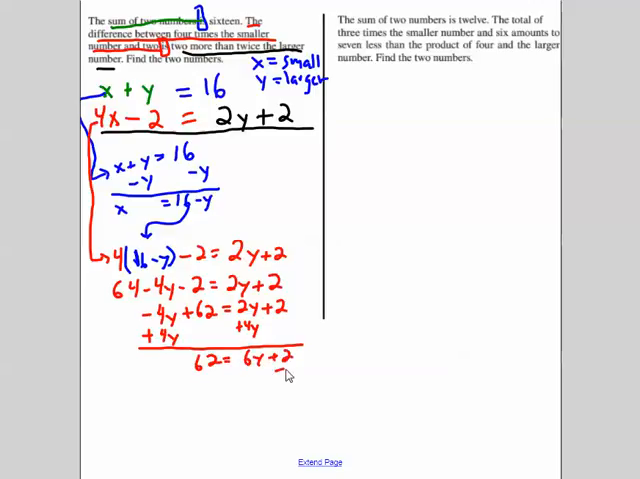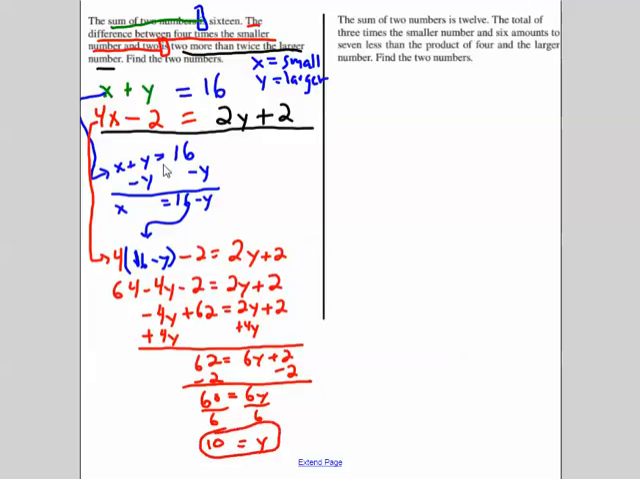I subtract 2 on the right, subtract 2 on the left. Keep the kids happy at Christmas time because they're equal. You've got to treat them equally. 62 minus 2 is 60 equals 6y. I don't want to know what 6y is. I want to know what 1y is. So divide by the coefficient. 6 divided by 6 is 1. So I got y on the right side. Left side is 10. y equals 10. Almost done.